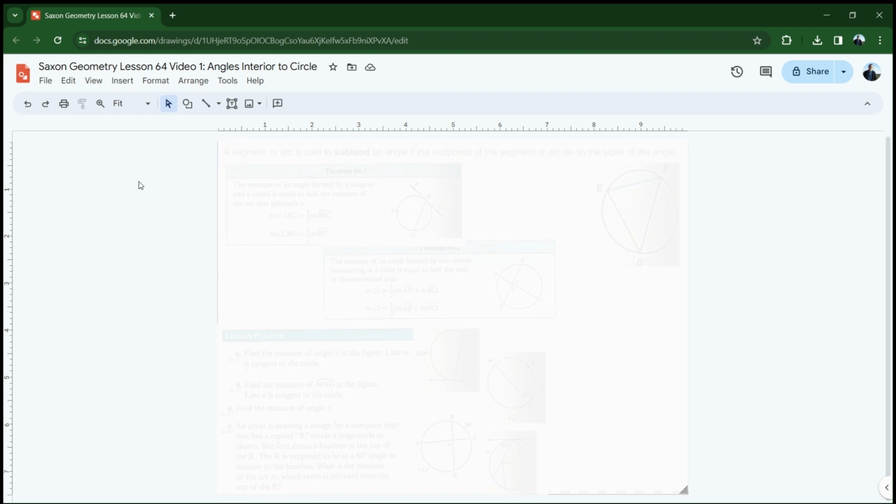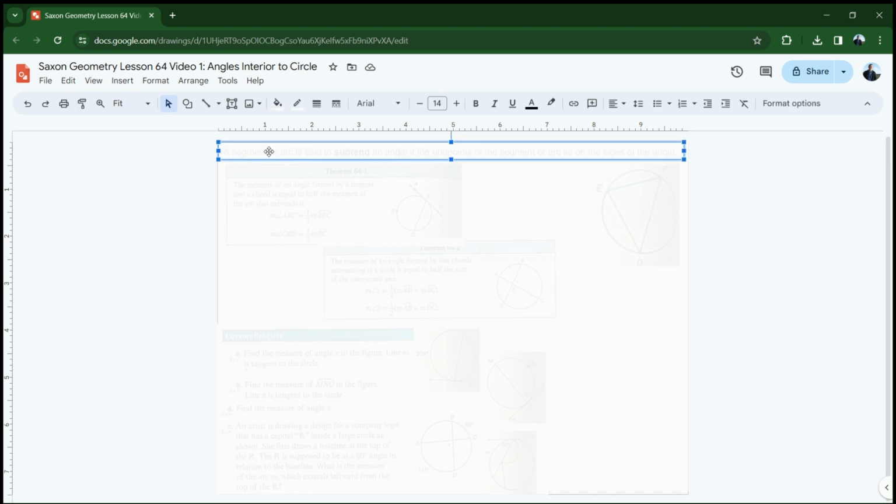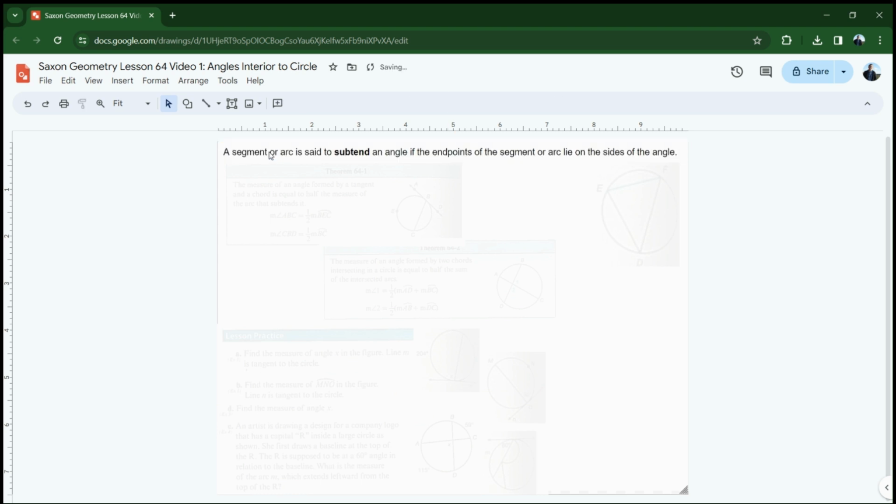In fact, we're going to start off this lesson with a brand new word, and that word is the word subtend. We use the word subtend to describe a segment or an arc that has endpoints on the sides of an angle. Okay, so what do we mean by that? Well, here's an angle. We're going to be taking a look at angle EDF. Notice that D is the vertex of that angle. We would say that line segment EF subtends angle EDF because its endpoints are on the sides of the angle, one on side DE and one on side DF.